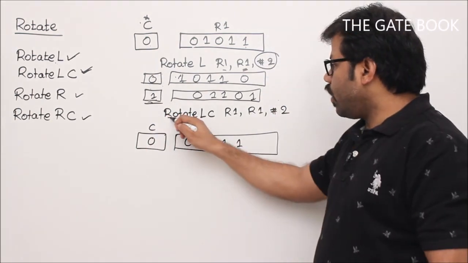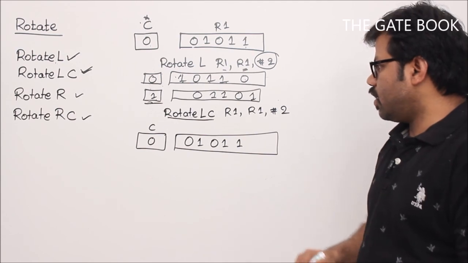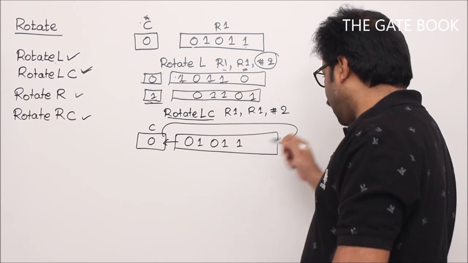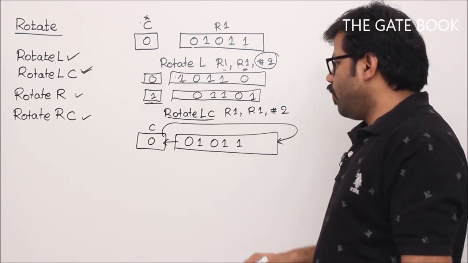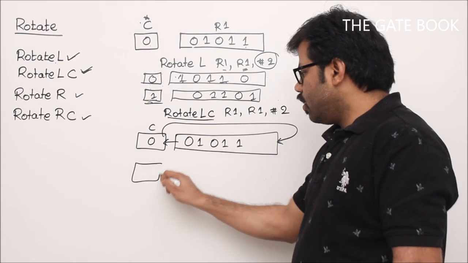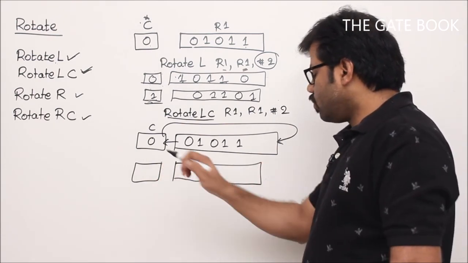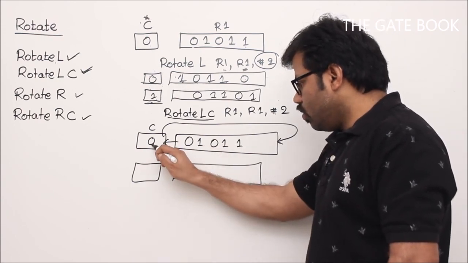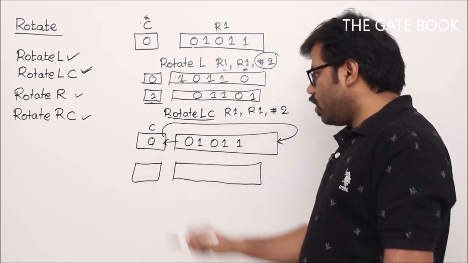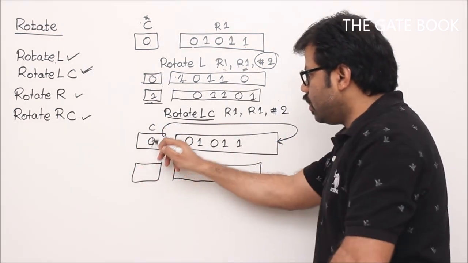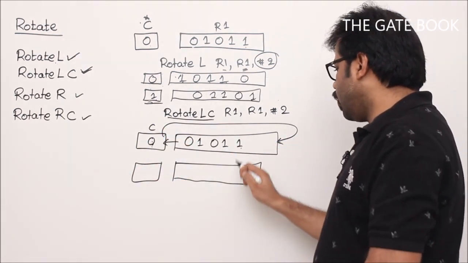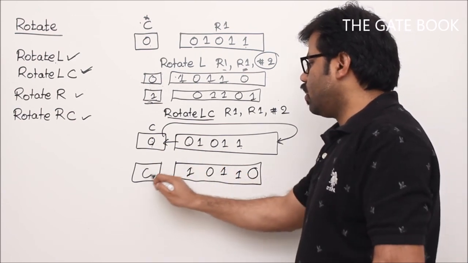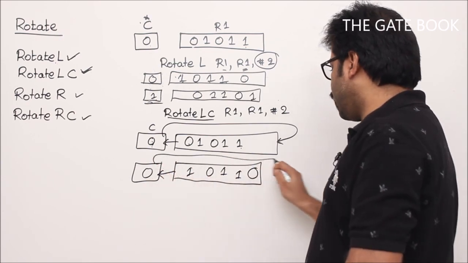Now we will see rotate left through carry. Here the carry is also involved in the operation. That is what I would like to tell you. When you do rotate left through carry, we do 2 units, right? First we do 1 unit. When you do 1 unit, C is also involved. Then when we do the left shift, 0 comes here first, then this 1 will go ahead, 0 1, and this 0 comes here. In that way it will be a circular shift.